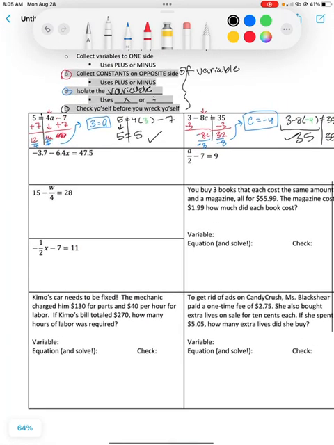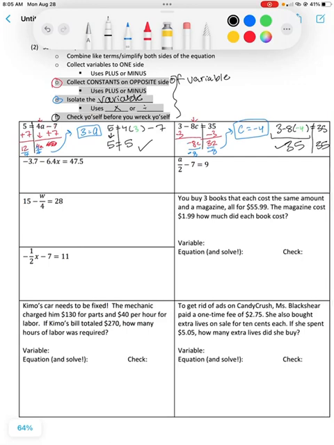Okay, I'm looking at the next equation on the left. We've got -3.7 minus 6.4x equals 47.5. First step, we're going to move the constants away from the variable. So the variable is 6.4x. We want to get rid of the constants -3.7. The opposite of -3.7 would be +3.7. So we're going to add 3.7 on both sides.